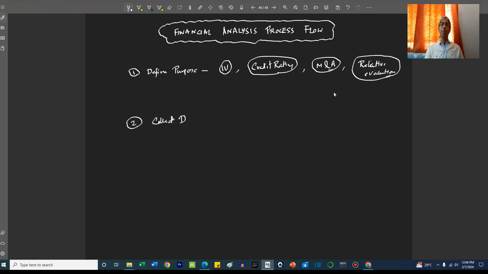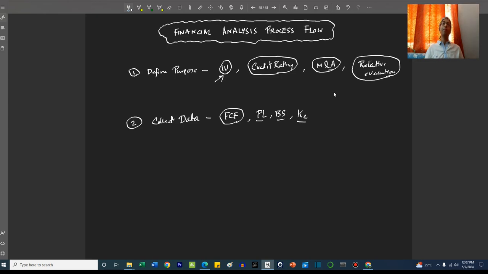Obviously, the purpose and the context will define or influence what kind of data you require. For example, if it's a manufacturing company or an IT company and you want to measure the intrinsic value, you might need data like the free cash flow statement. You might need data like the profit and loss statement and the balance sheet, right? And you might need to find out what is the cost of capital. This kind of information you will require.